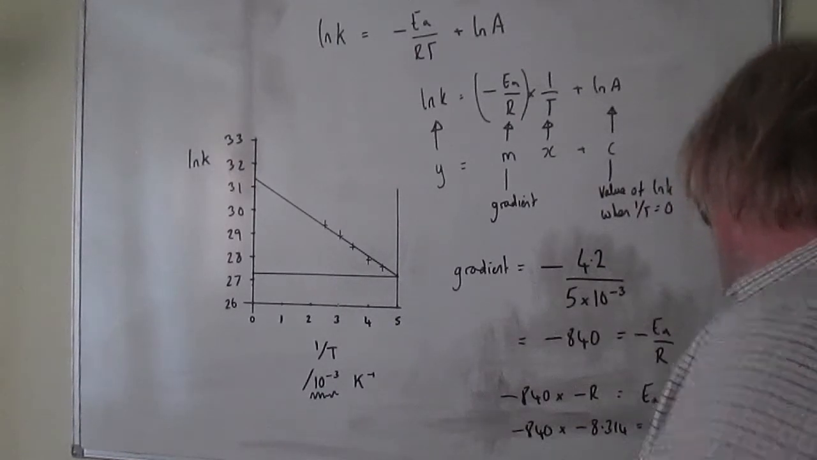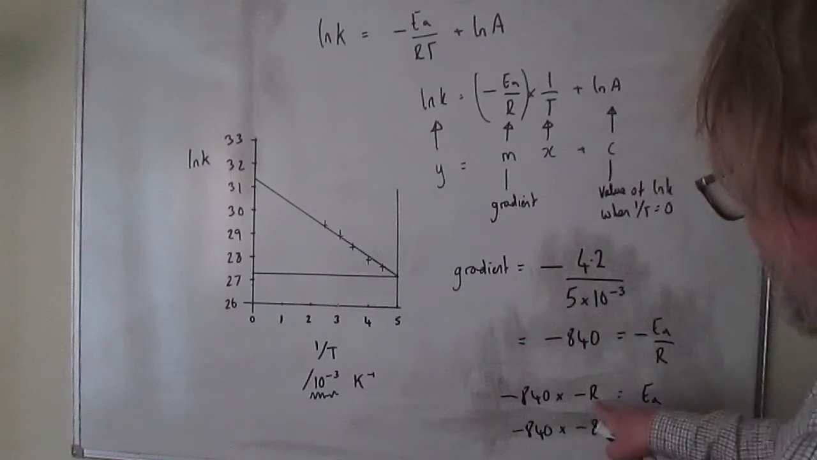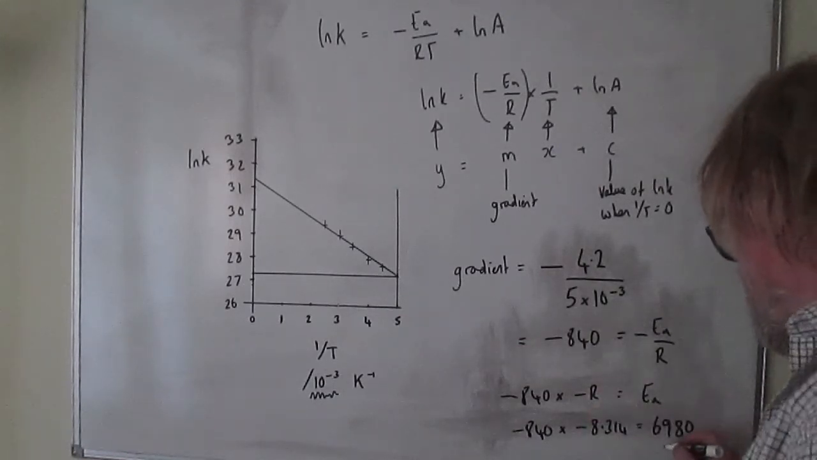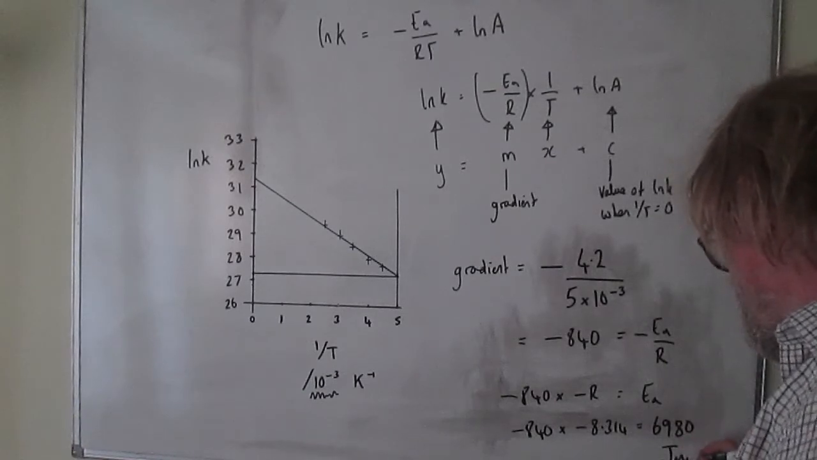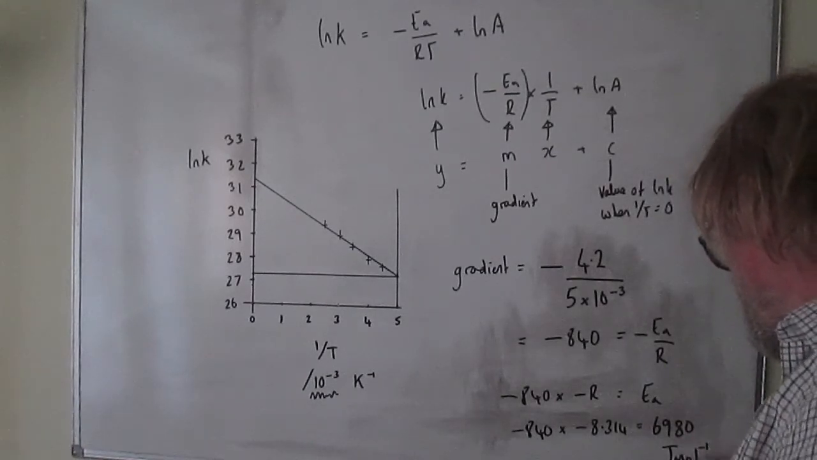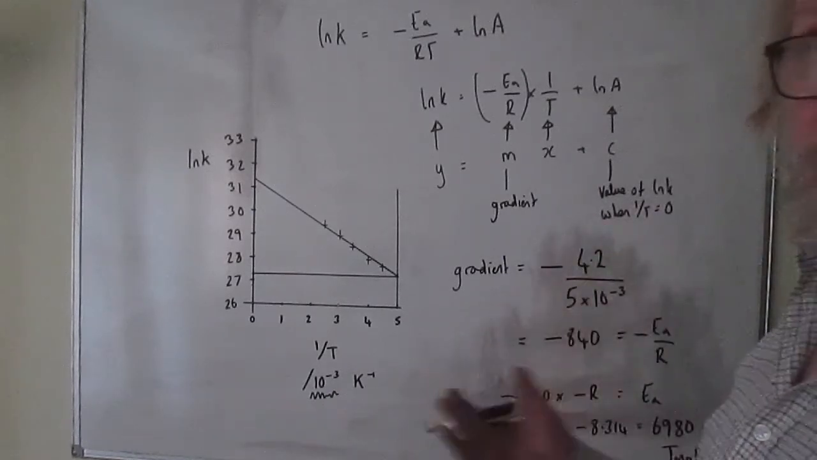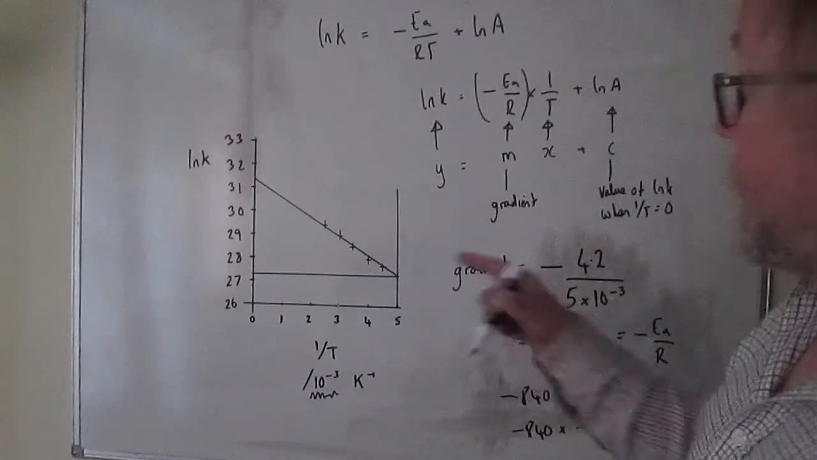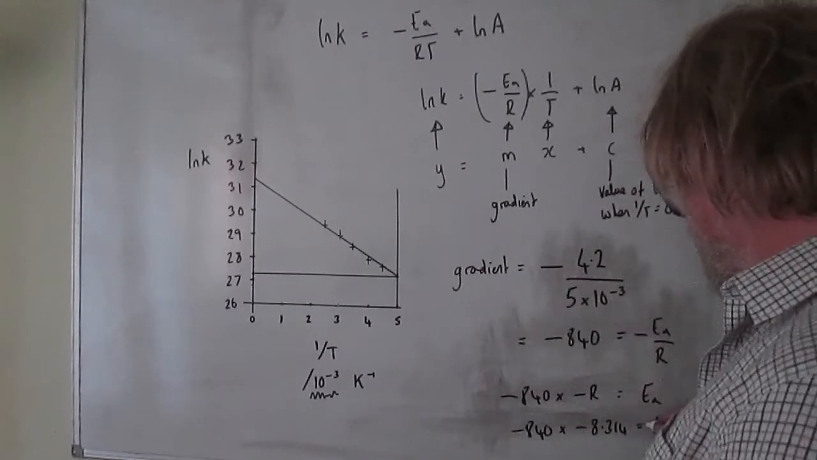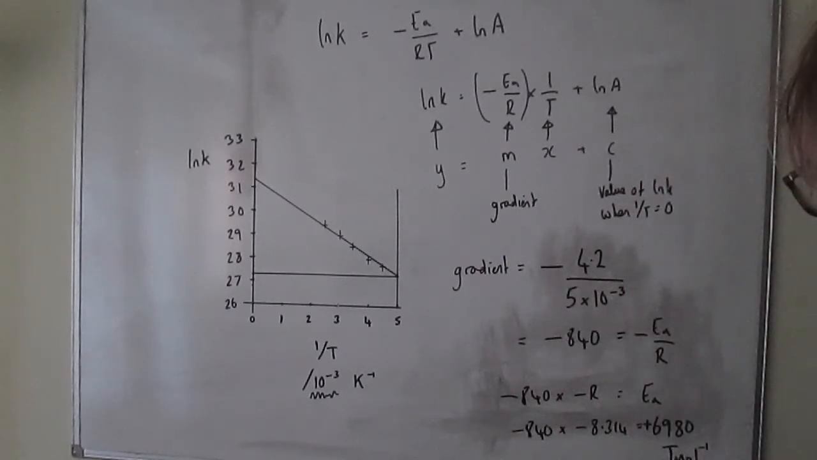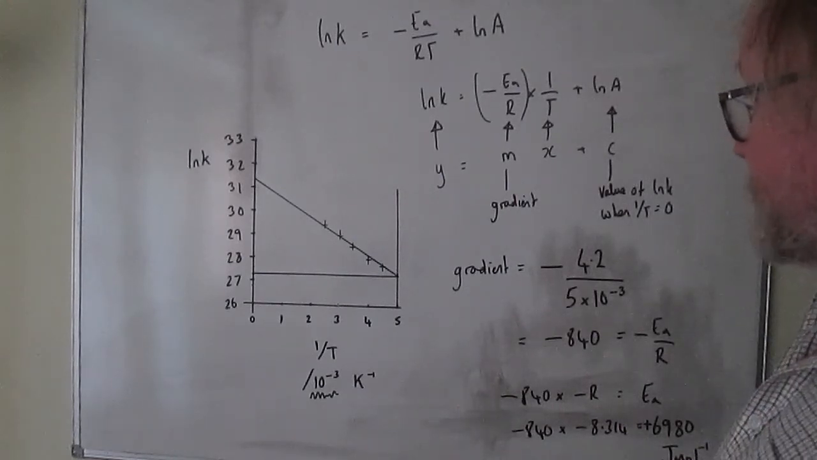Now the units of that, because R is in joules per Kelvin per mole, this is going to be in joules per mole. And it should have a sign. Remember, energies should always have a positive or negative sign, and obviously the activation energy is a positive number, so it's plus 6,980 joules per mole is your answer for the activation energy.